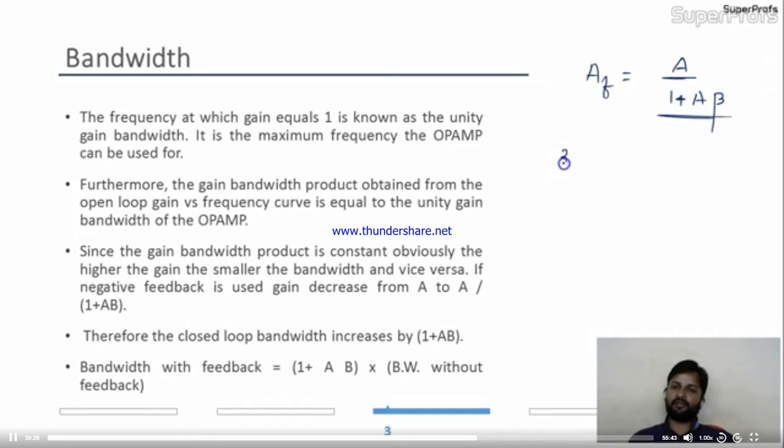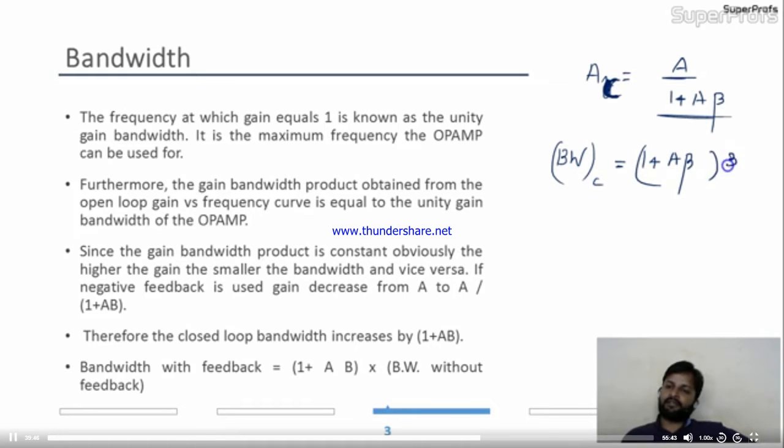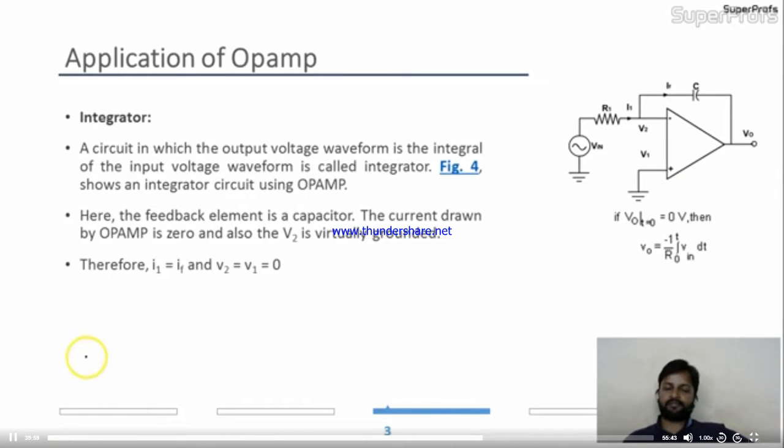So definitely your new bandwidth, I can take the bandwidth for the closed system, and instead of AF I can take AC, the gain of the closed system. So the bandwidth of the closed system will be multiplied by 1 plus A beta, or will become 1 plus A beta times the initial value if you give it the name BW0. Okay friends, so this is the bandwidth.